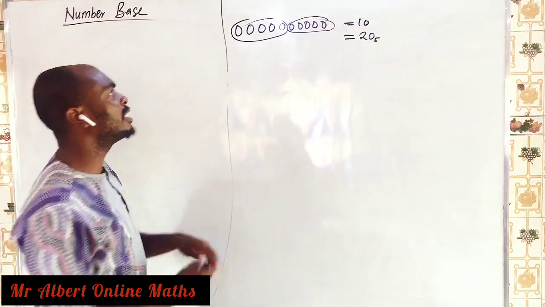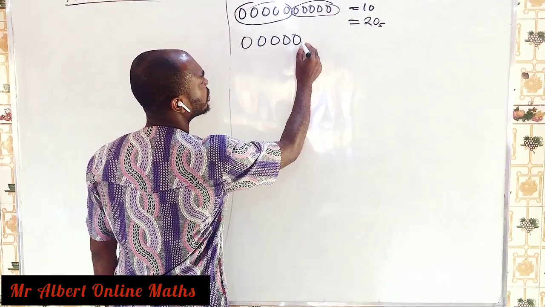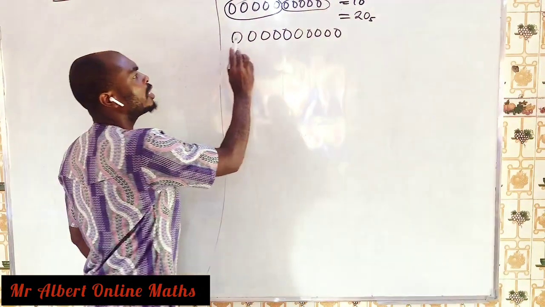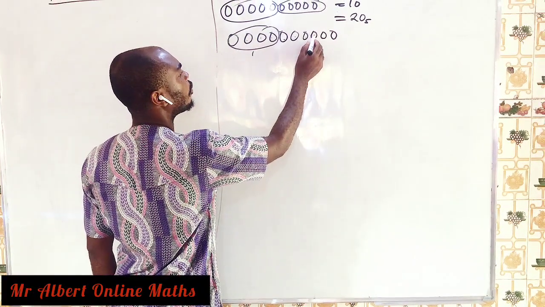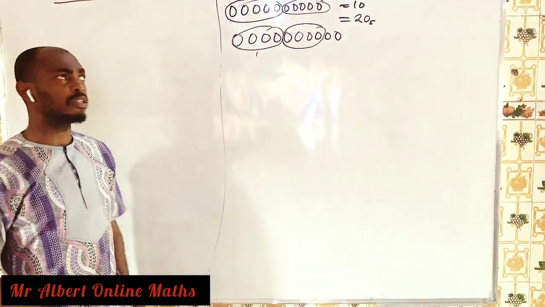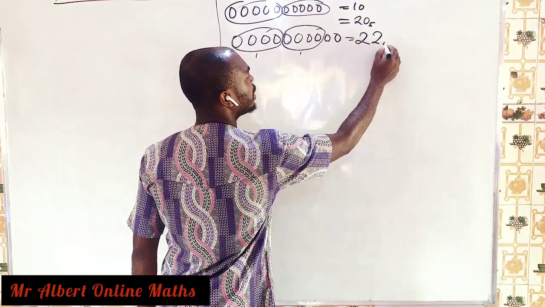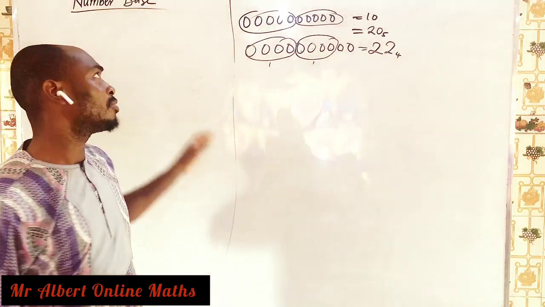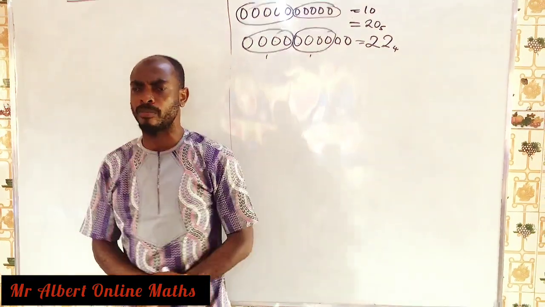If I keep on counting, 1, 2, 3, 4, 5, 6, 7, 8, 9, 10, in base 4: 1, 2, 3, 4, that is 1 bundle. 1, 2, 3, 4, 2 bundles. These have not completed the 3rd bundle. So I can have it as what? 2 bundles and remainder of 2 in base 4. So the way numbers are grouped or counted is what is referred to as the number base.